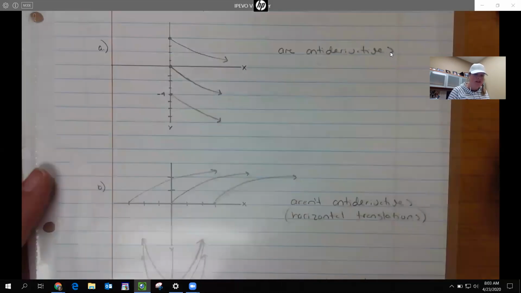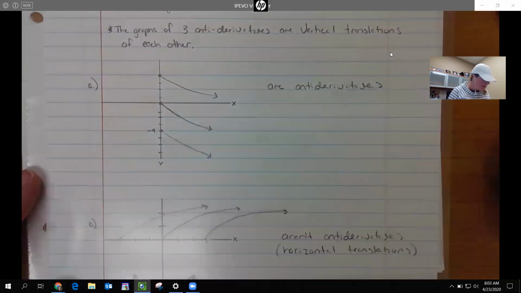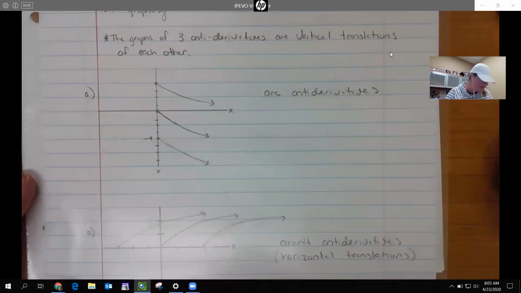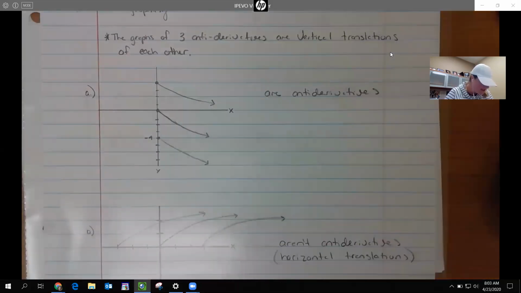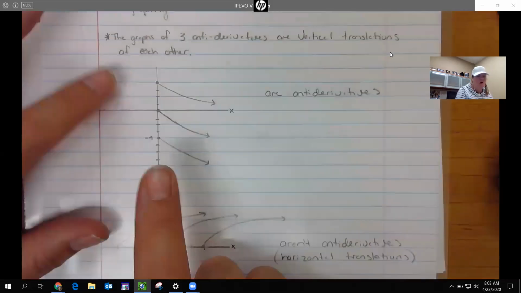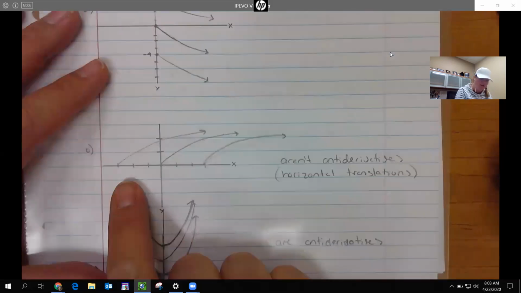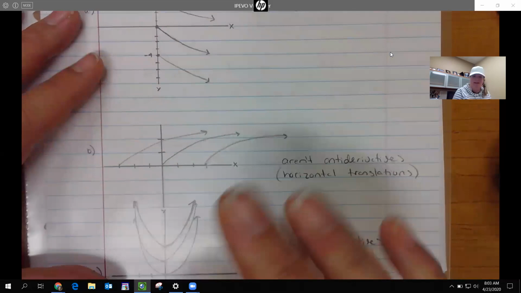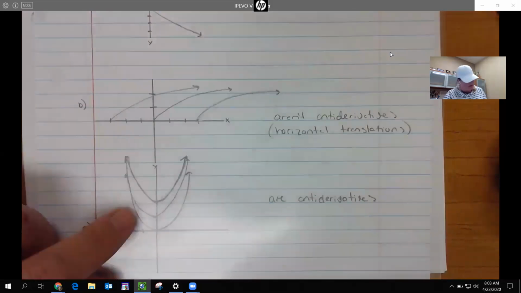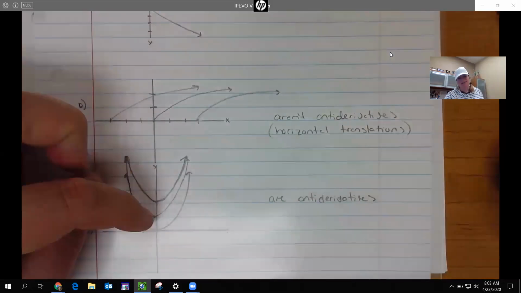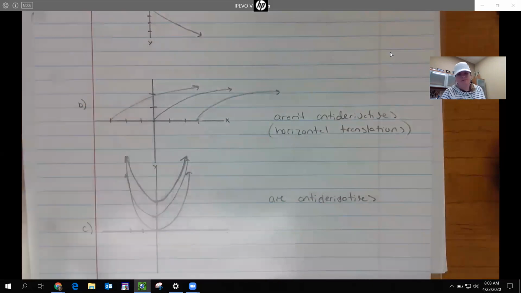One thing I want you to know is if the graphs of three antiderivatives are vertical translations of each other, then they are antiderivatives of each other. So vertical translation means you go up or down. So these could be antiderivatives of each other. This one can't because it's a horizontal, not vertical, translation. This one could. These are antiderivatives of each other. So that might be the cost, average cost, and the derivative of the average cost, or however we want to think about it.